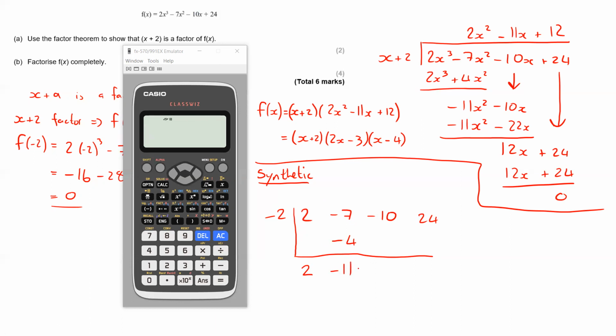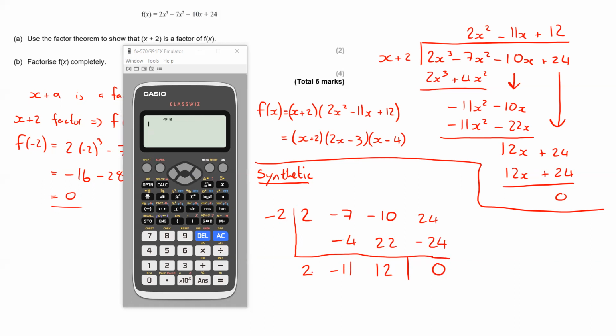You then do minus 2 times minus 11, which is 22. And again, you add these two together: minus 10 plus 22 is 12, so that comes down here. Minus 2 times 12 is minus 24. And this bit at the end will be your remainder. 24 plus minus 24 is 0.